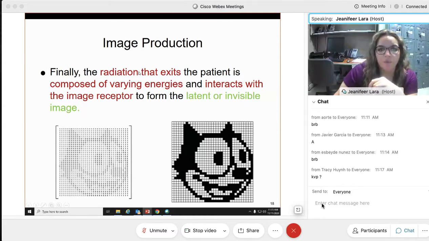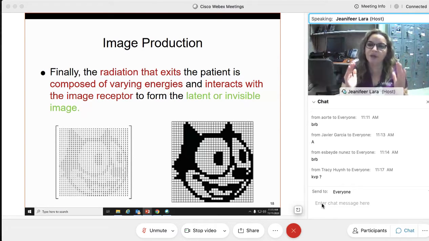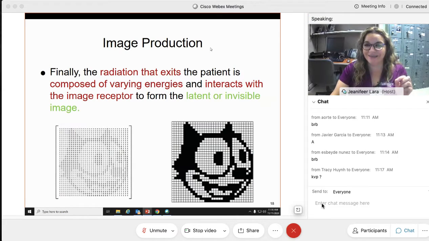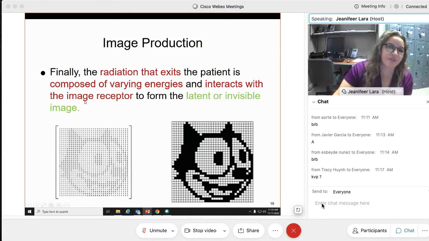So we're talking about the radiation exit. The remnant beam is composed of various energies. We can't plot it on the emission spectrum because the emission spectrum was the primary beam. Now we're talking about the remnant beam. Why is it composed of varying energies? And John said it's because of attenuation. Make sense? So attenuation has to do with what? The removal of energy by patient matter. So it's composed of varying energies, and it interacts with the image receptor.